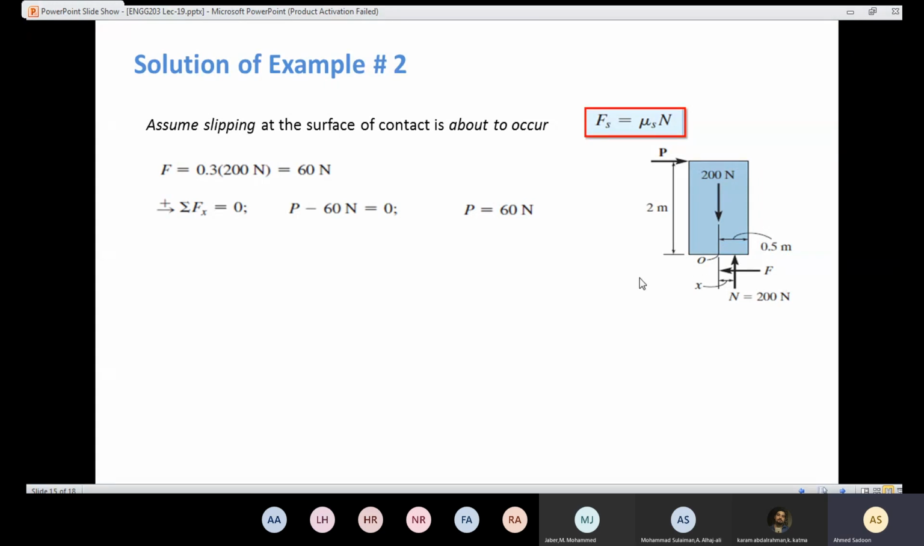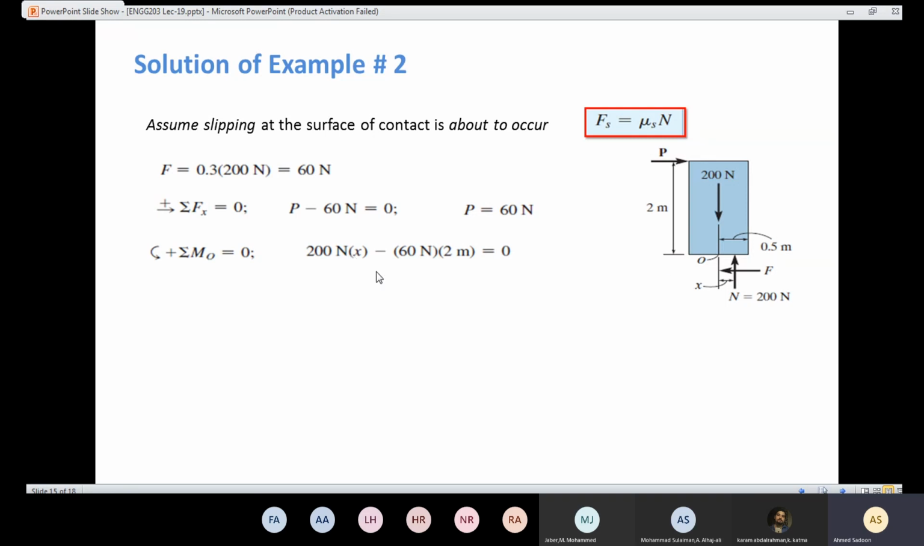So we are going to take the moment about the point O. 200 is going to be cancelled, F is going to be cancelled. I only have the P and the N. The P is going to cause a negative moment, and the perpendicular distance is 2 meters, and N is going to cause a positive moment, and the perpendicular distance is x. So N is going to be multiplied by x, and the P, which is 60, is going to be multiplied by the perpendicular distance, which is 2.